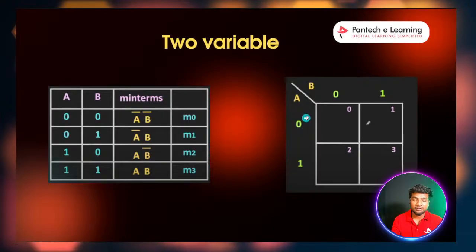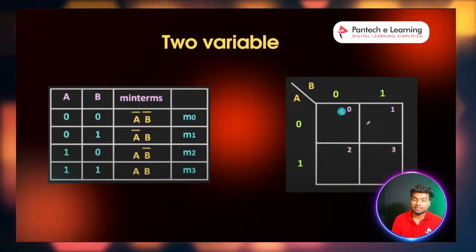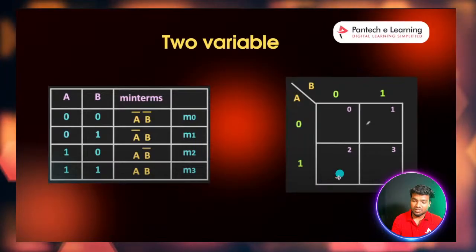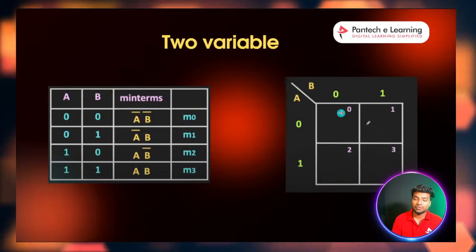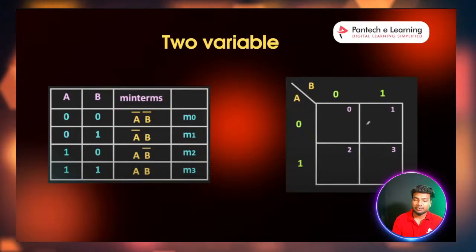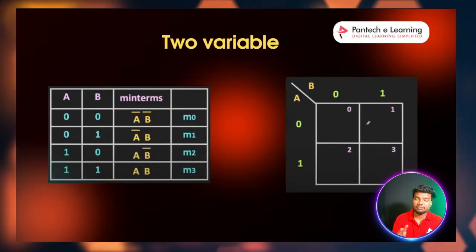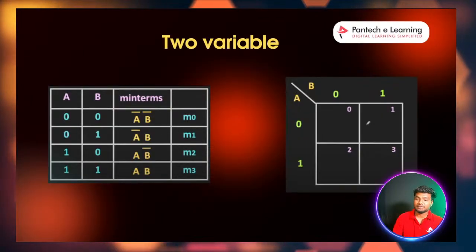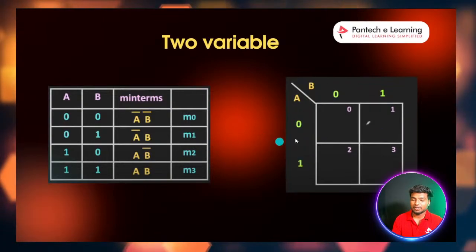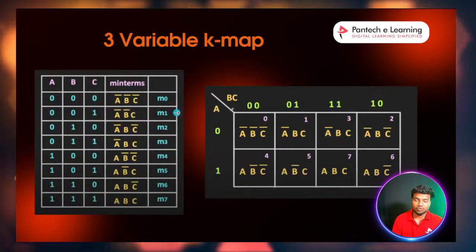If you follow this rule, you can assume this is for the 0th min term, first min term, second min term, third min term. If you have a 2 cross 3 or 4 cross 4 grid, I will show you in an upcoming slide. There will be a 1 bit difference between the adjacent grids. For example, I will show you this.